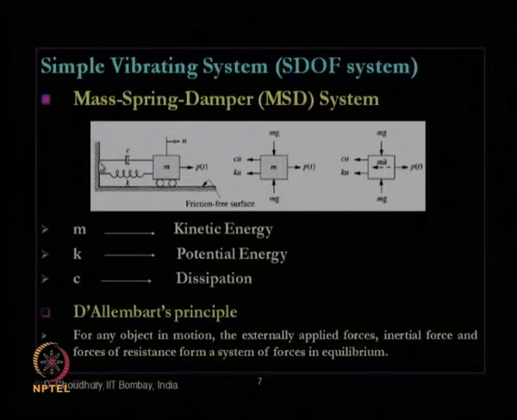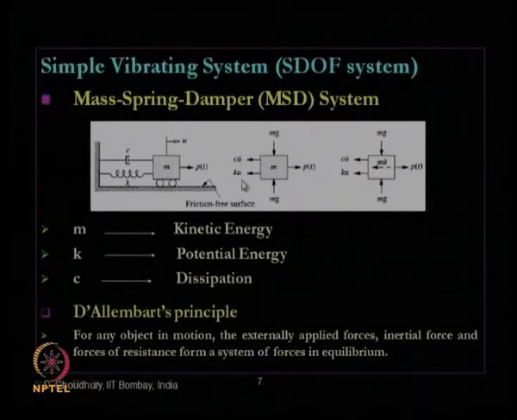That is, if it is connected to a fixed end, then the other end has 0 velocity, and this end will have a velocity of du/dt. So the relative velocity is du/dt. But if both the ends are moving, then we have to take the difference between the velocities of the two ends to calculate the damper force.